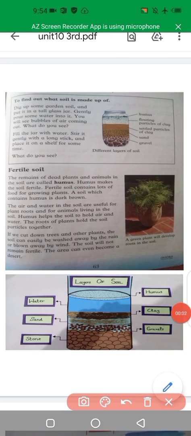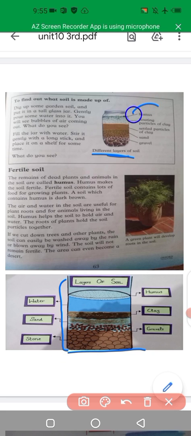To find out what soil is made up of, you have to do a simple experiment at your home or in the school. What you have to do is take a glass jar, dig some garden soil and put that soil into a jar like that. Then gently pour some water into it. You will see bubbles of air coming out of it. What do you see? You will see these different layers of soil.